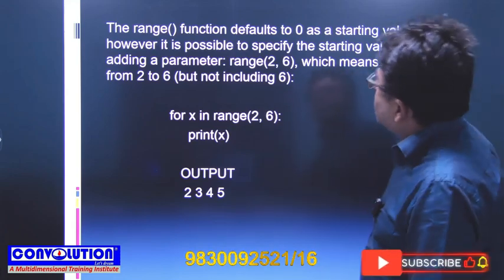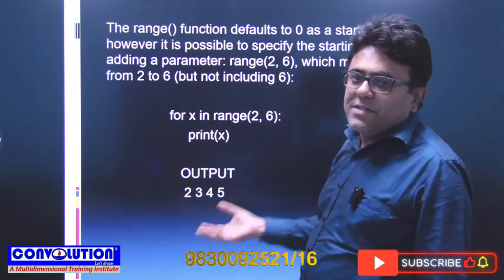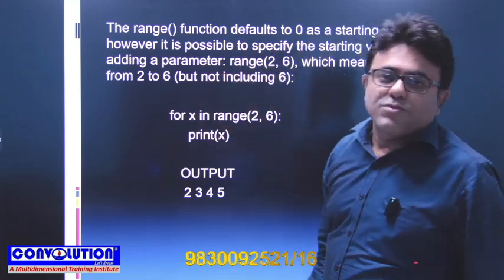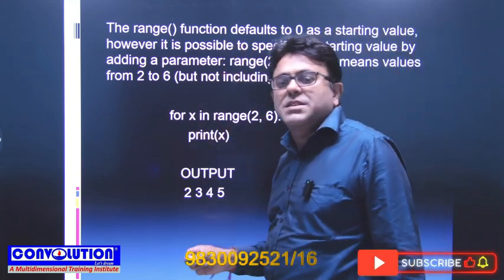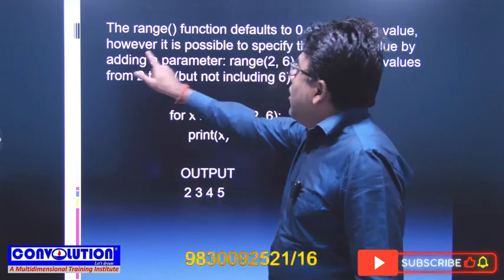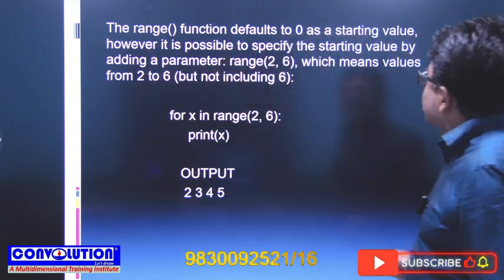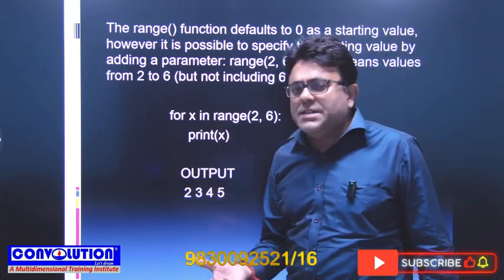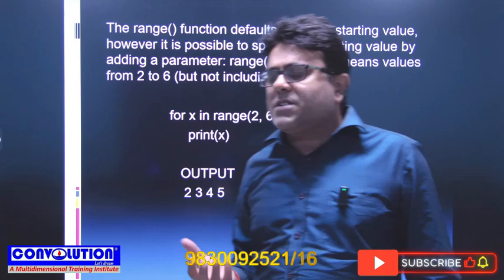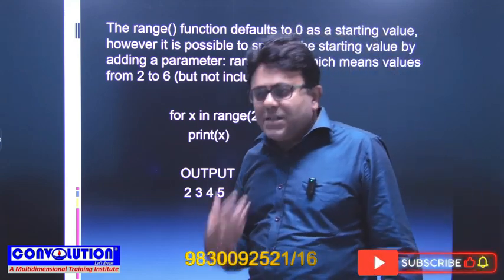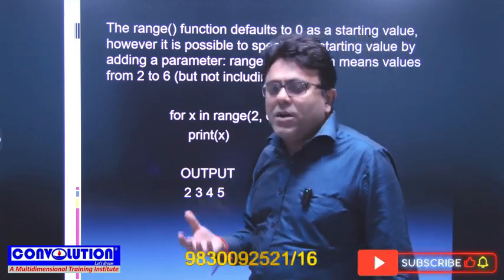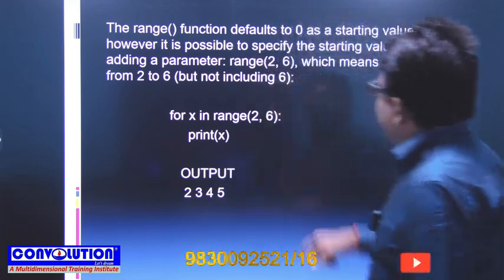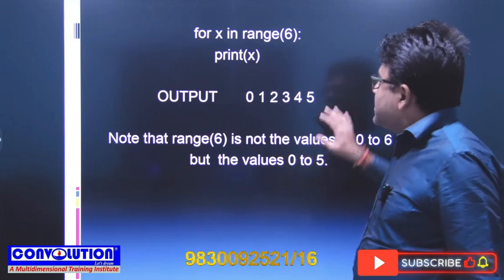Okay, we'll see some more things. Range function defaults, as I was discussing in the previous slide: the range function defaults to 0 as its starting value. However, it is possible to specify the starting value by adding a parameter. If I don't specify anything, then the default starting value is 0. But if I want to insert my own value and customize it, we can always do it. Let us look at this particular example.